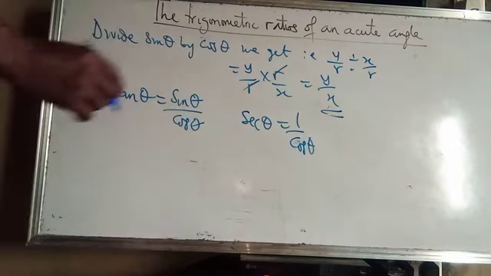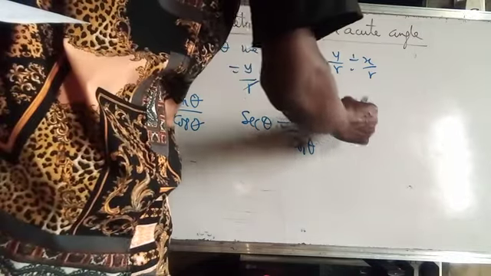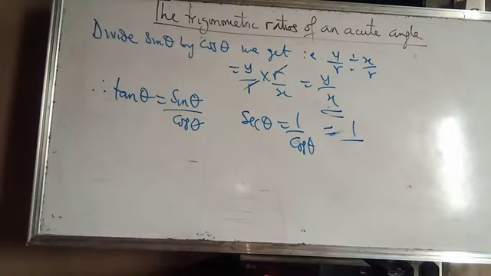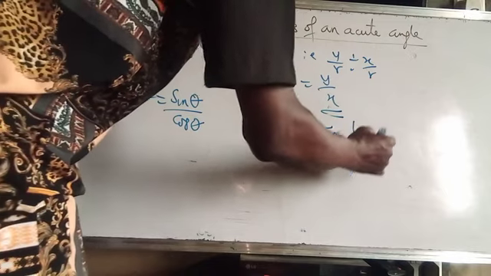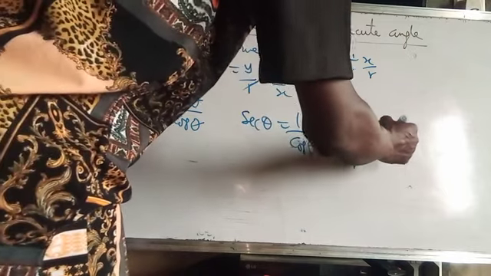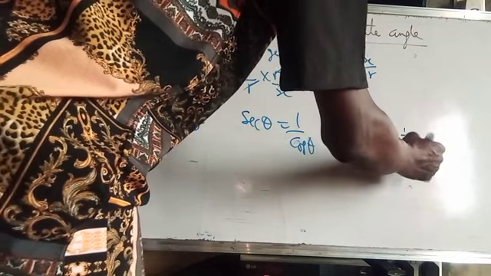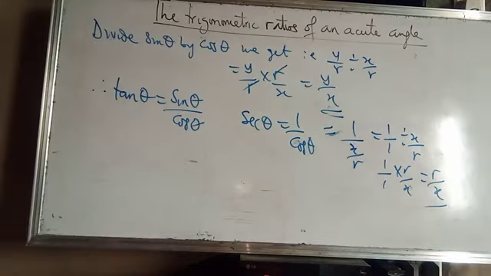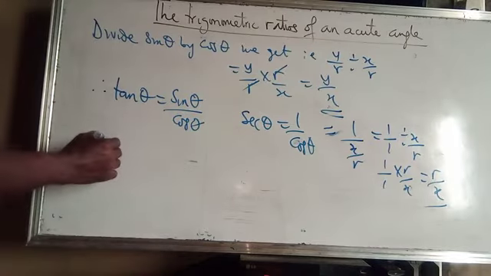Let's check it. Our cos theta in our previous example is x over r. So that's 1 over x over r. When you divide, that is 1 over 1 divided by x over r, which is 1 times r over x. That will give us r over x. That's the value of our sec theta.